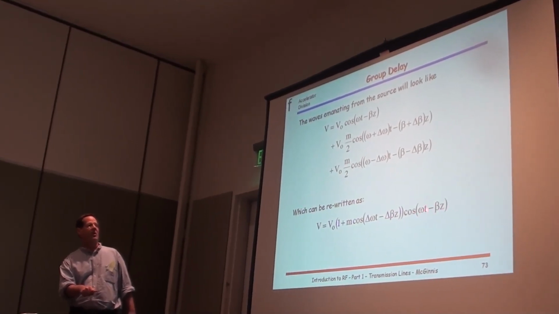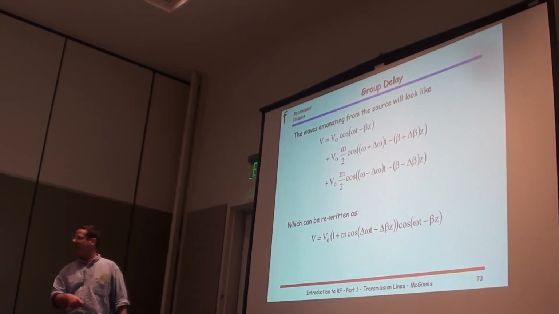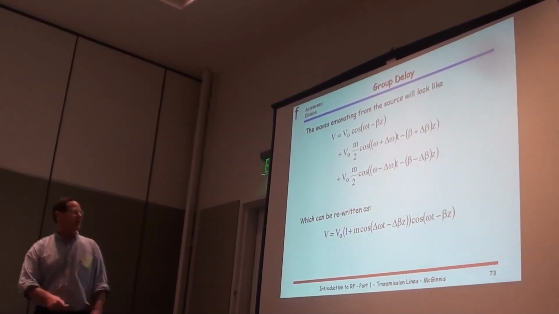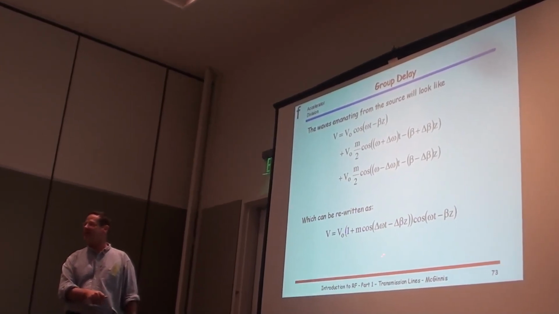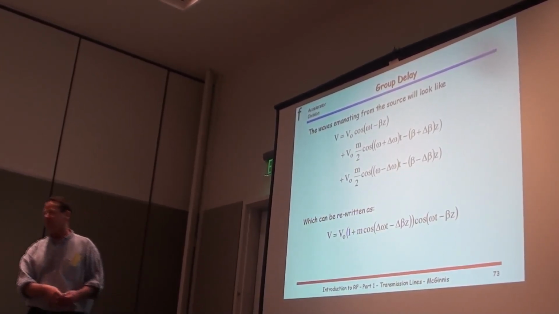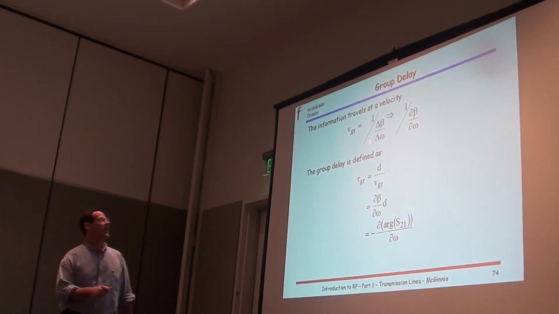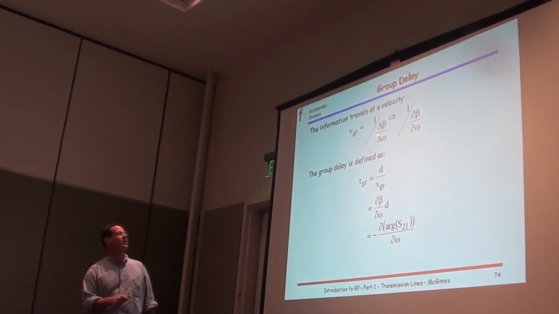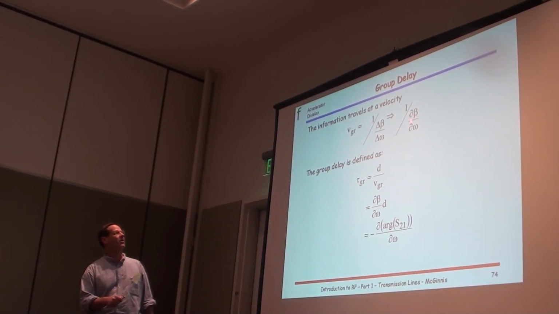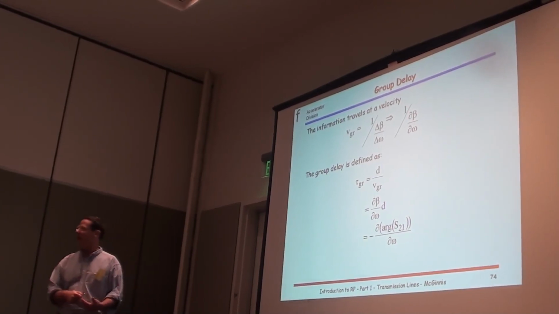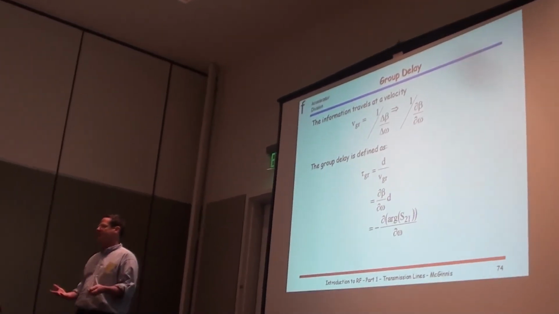The ratio of omega over beta is the phase velocity, right? That's the velocity of the carrier. This one here is the velocity of the information. That's the group velocity, which is 1 over delta beta over delta omega, or 1 over d beta d omega. So basically, that's the group velocity. It's the derivative, where the phase velocity is the ratio.